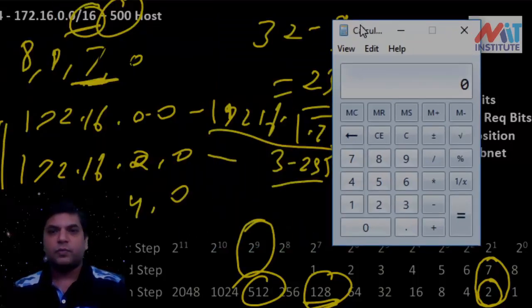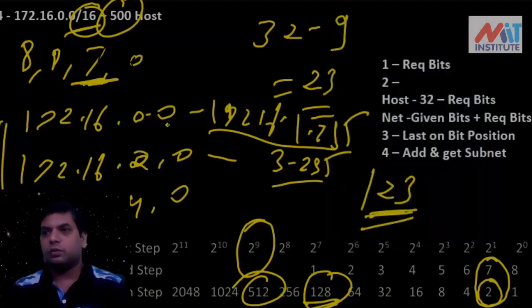We can also verify this. With /16 in class B we have 65536 hosts per network. So now we have 128 subnets, and per subnet we have 512 hosts, so we get 65536. Okay, so that's it.